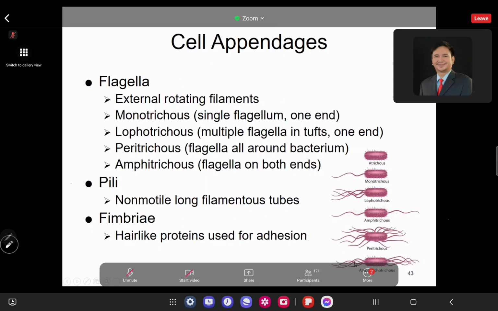But if we have tuft of flagella on both ends, we call it your amphilophotrichous. Remember those terminologies, guys.